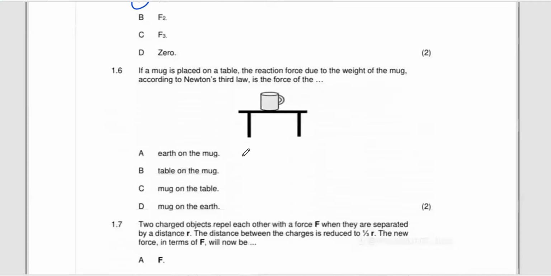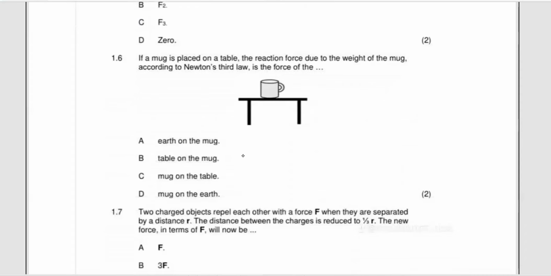And then 1.6, if a mag is placed on a table, the reaction force due to the weight of the mag, according to Newton's third law, is the force of the table on the mag. If we have weight that is acting downwards, there has to be a counter reaction force, which is the normal force. So that normal force is going to be the table on the mag, which is B.